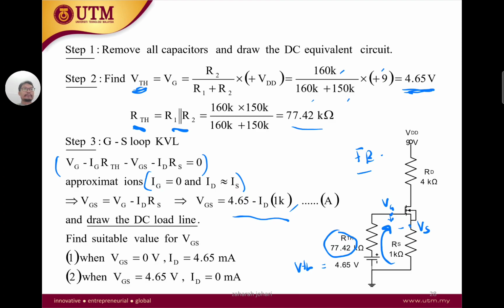Okay, and remember that the gate to source loop will get our load line. So how to get the load line is to just set your VGS to 0. If VGS is 0, what happens to our ID? ID is 4.65 divided by 1K, which is 4.65 milliamperes. And then to get VGS at ID 0, we set ID equal to 0, and we see what happens to our VGS. If this is 0, then you can see clearly that VGS equals 4.65 volts.